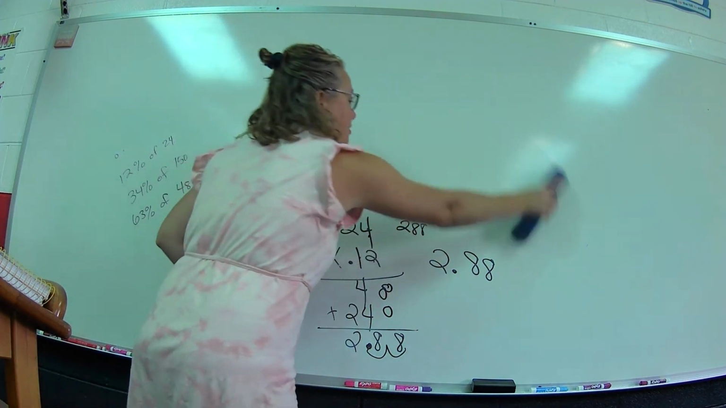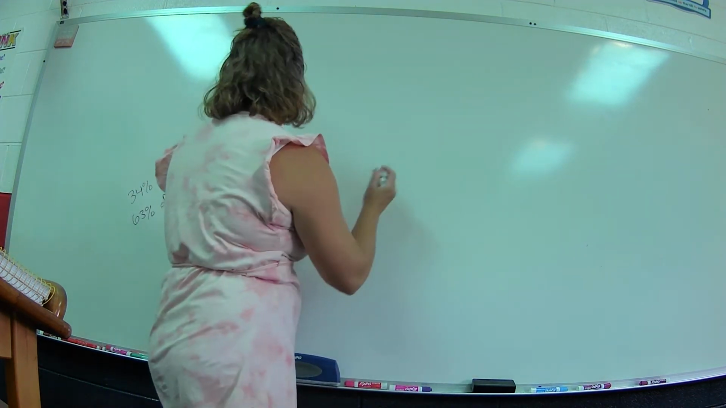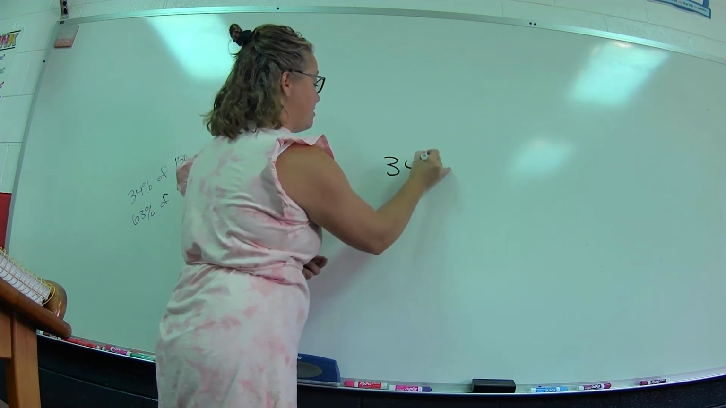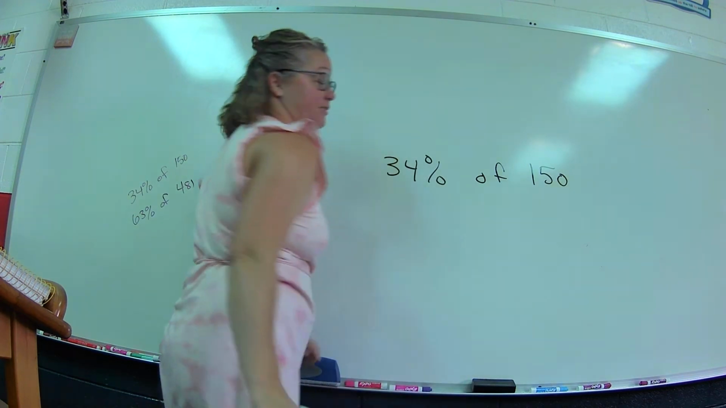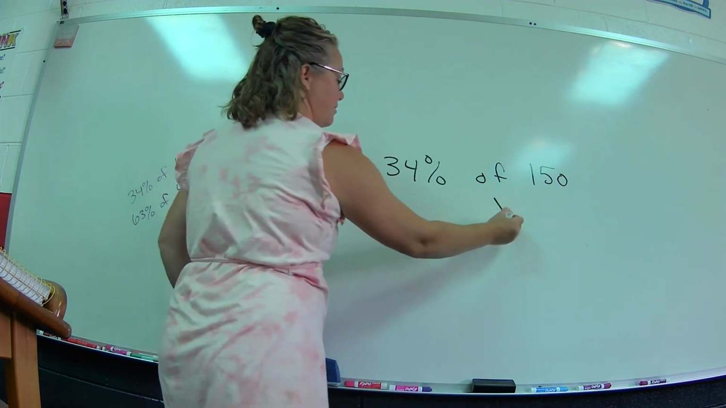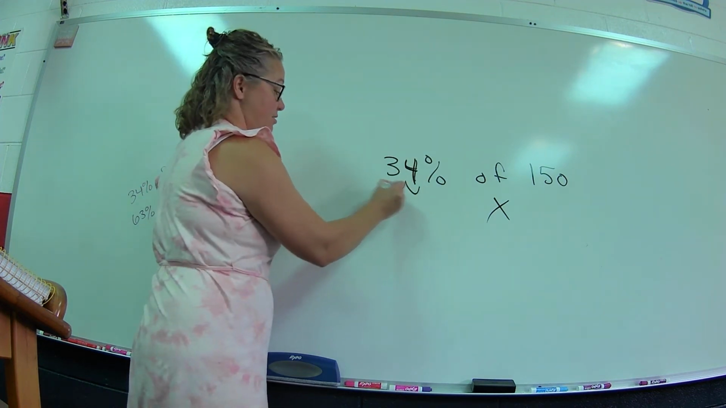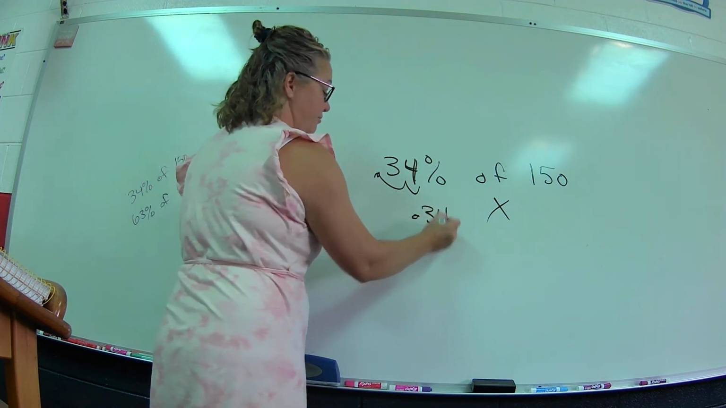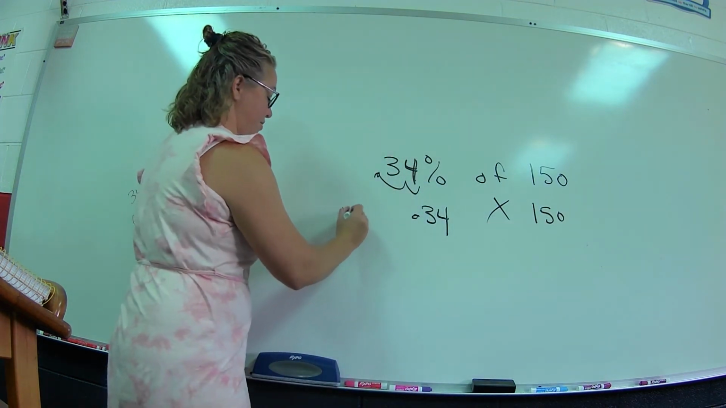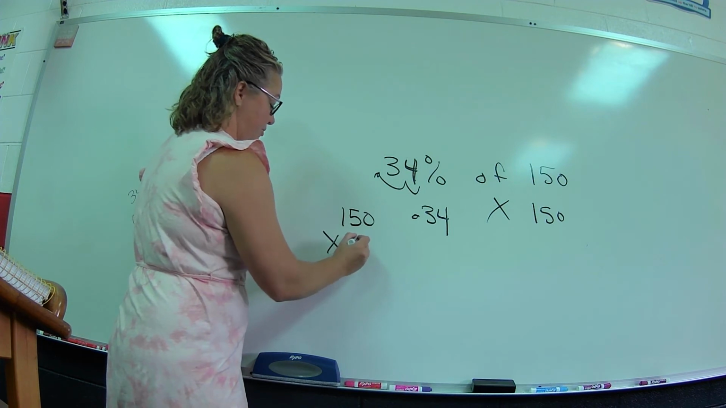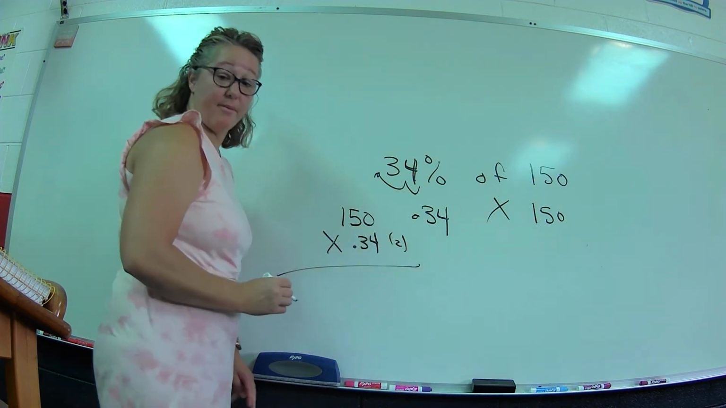All right, so let's do a couple more. I have 2 more ready for us to do. 34% of 150. So, of means multiplication, 34% into a decimal, 0.34. This number stays the same. So let's do the math now. 150 times 0.34. 2 decimal places, I need to make sure I remind myself of that.